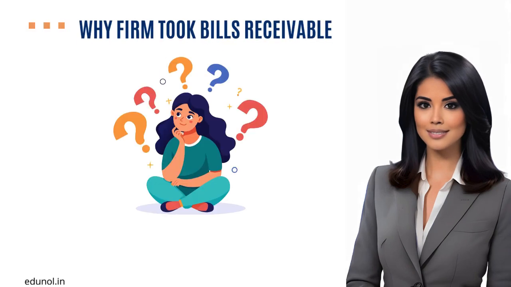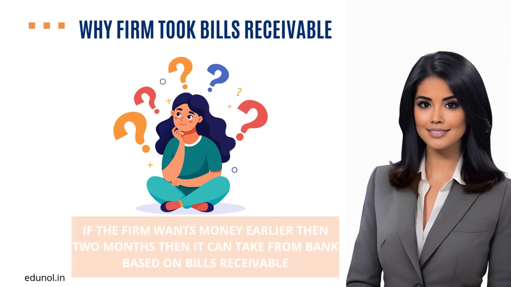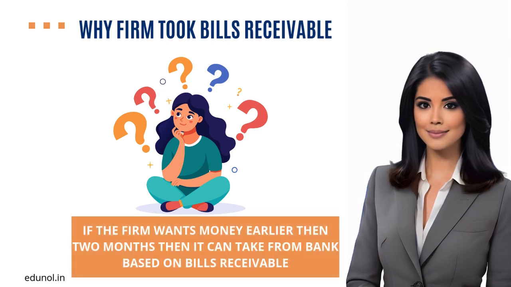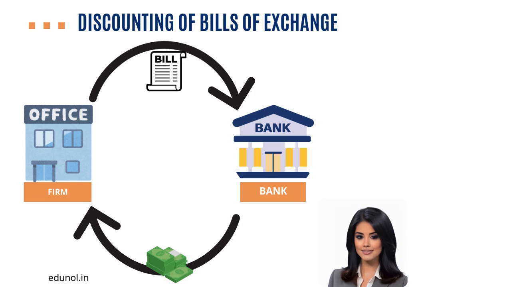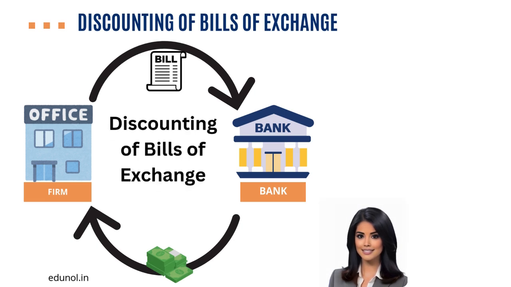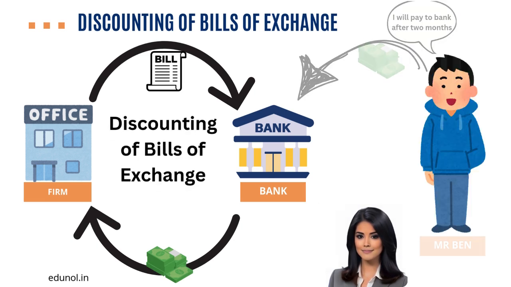You might wonder what was the use of taking it in writing from Mr. Ben, that he will make the payment after 2 months? The answer is that, suppose firm wants the money earlier than 2 months, then firm can take the money from its bank, based on this written order known as bills receivable. The firm can give this written order to its bank. The bank will pay 5,000 rupees to the firm now. This is known as discounting of bills of exchange. After 2 months Mr. Ben, who is debtor for the firm, will make the payment of 5,000 rupees to the bank and not to the firm.